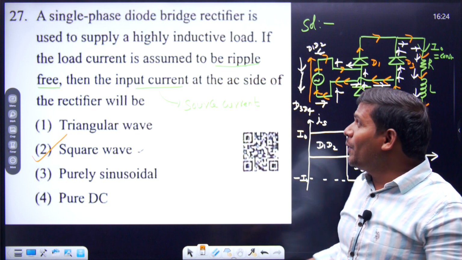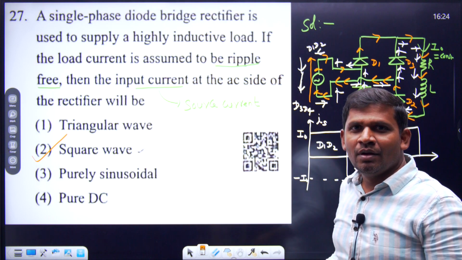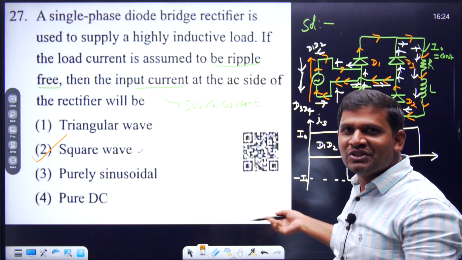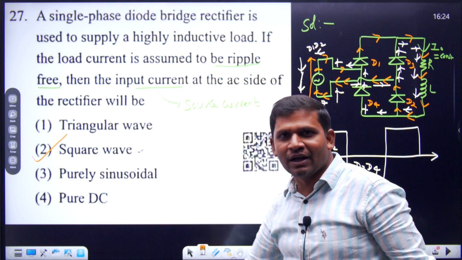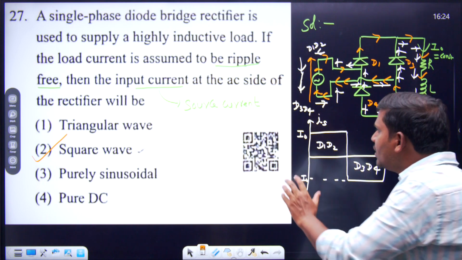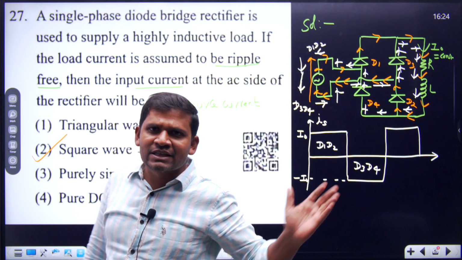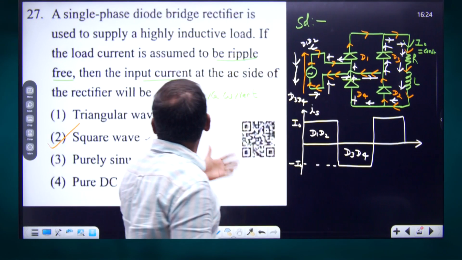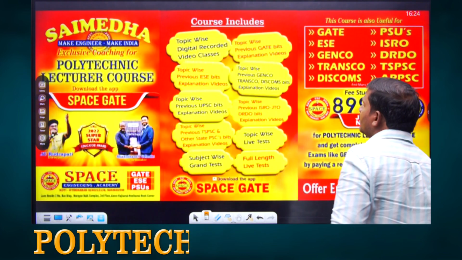For explanation purposes I am giving all this, but in the exam there is no need to analyze this. Directly by seeing the options we can answer. Clear? You have to concentrate on that point. But to know how we are getting the square waveform, I gave this explanation. Next, see one more question.